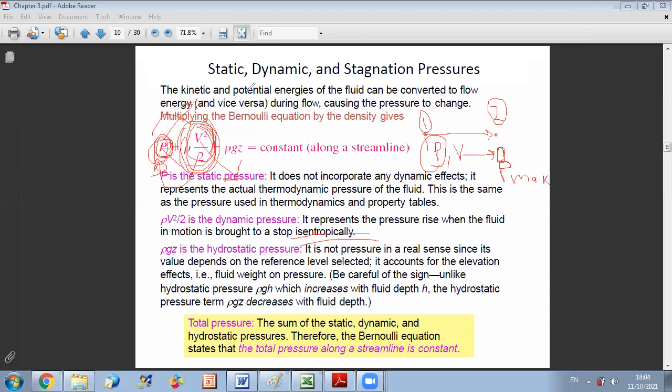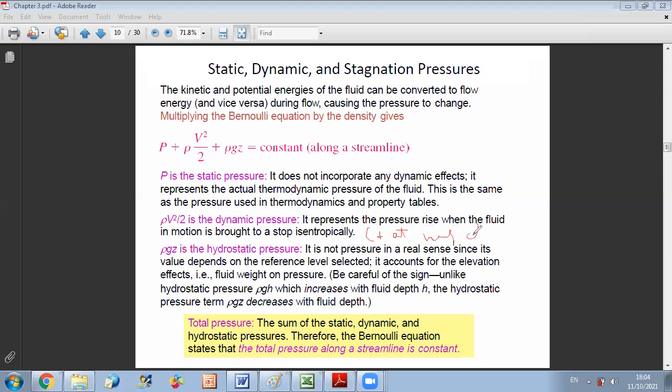So we define the dynamic pressure as the pressure rise when the fluid is brought to a stop without losing any energy. And of course here, you can add a note: at negligible change in elevation. If I don't consider elevation change, okay, because if there is an elevation change, it will also affect the variation of our terms, because as you can see here, P plus rho V square over 2 plus rho Gz is the constant.